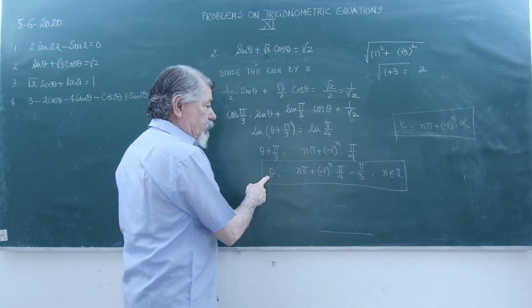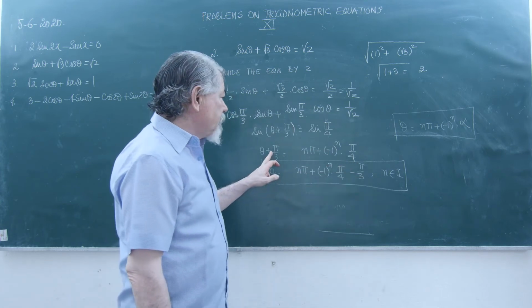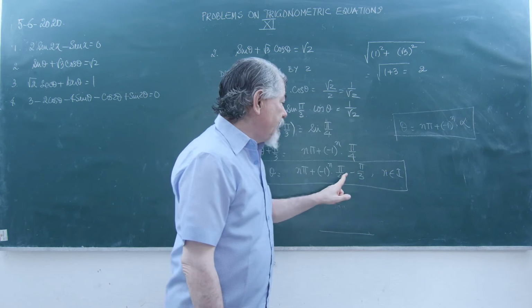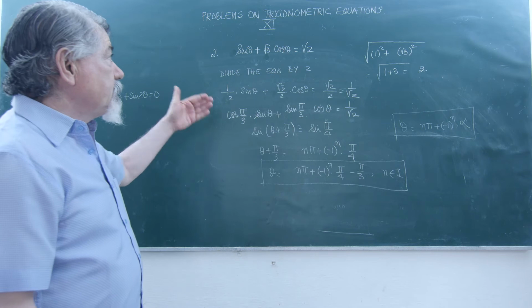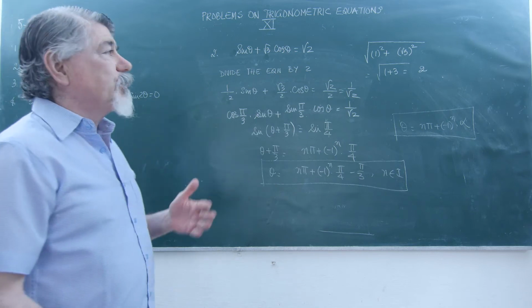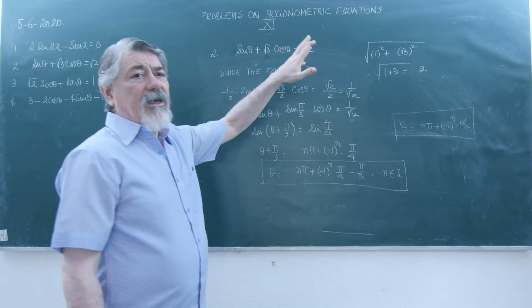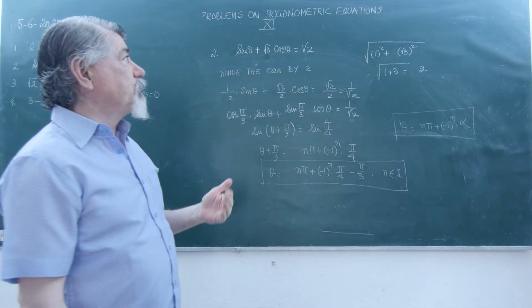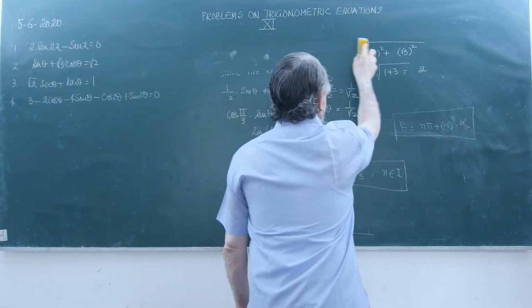So theta we kept on the left side. Remaining terms we transfer to the right hand side. That is, this plus pi by 3 will go to that side. It will become minus pi by 3. The next question will be done on the same basis. All the questions in which sin theta, cos theta are involved in this kind, we solve them by this method. Now let us see the third question.